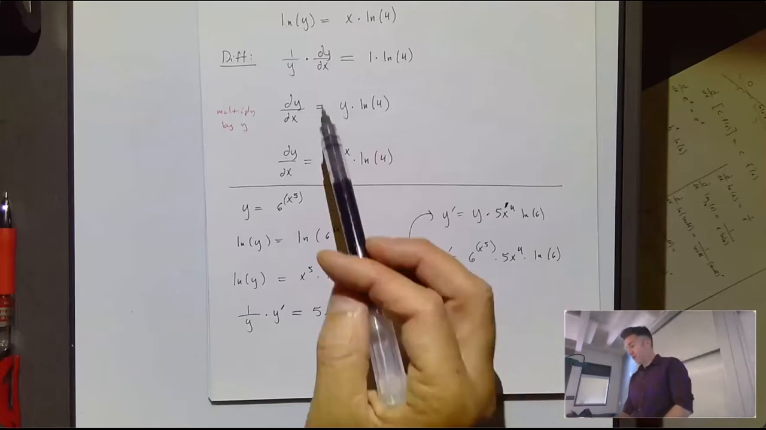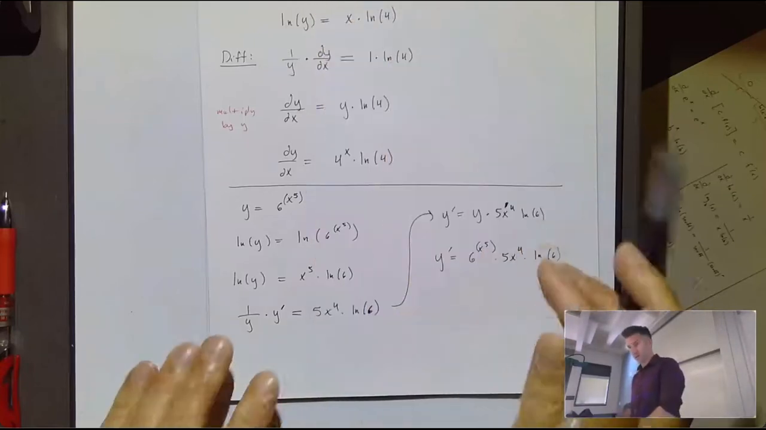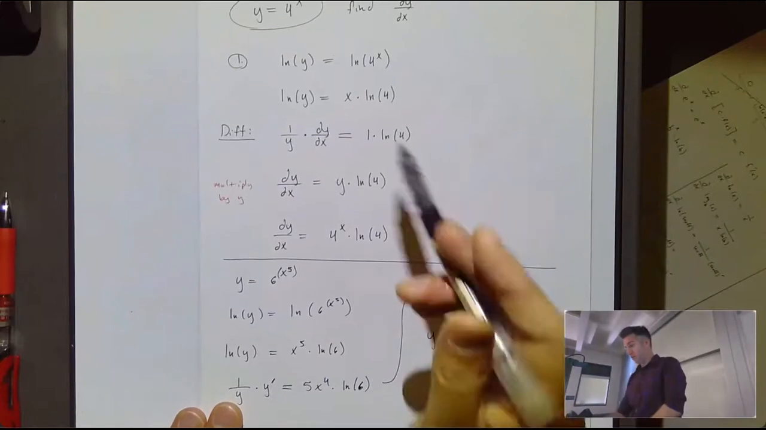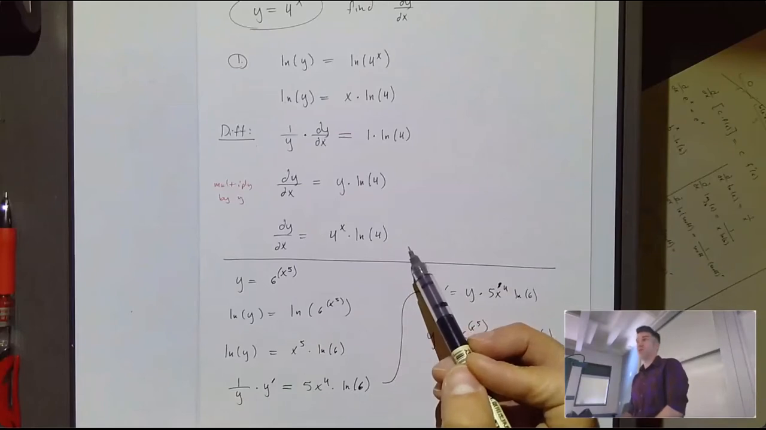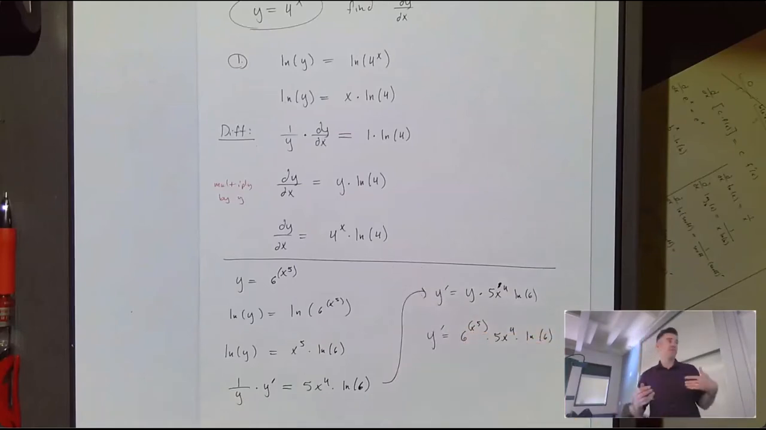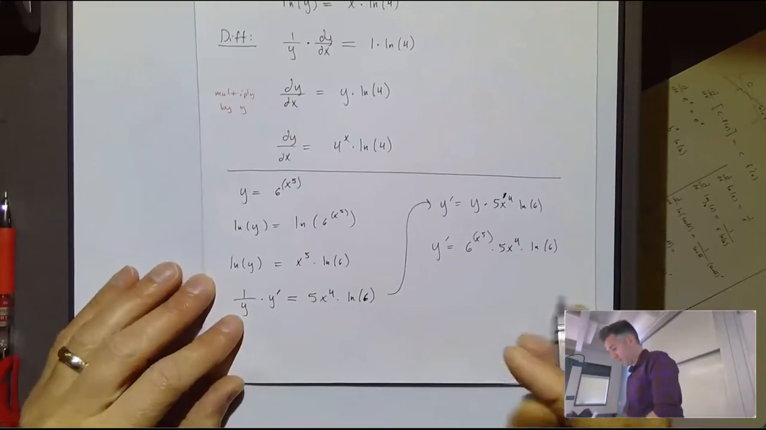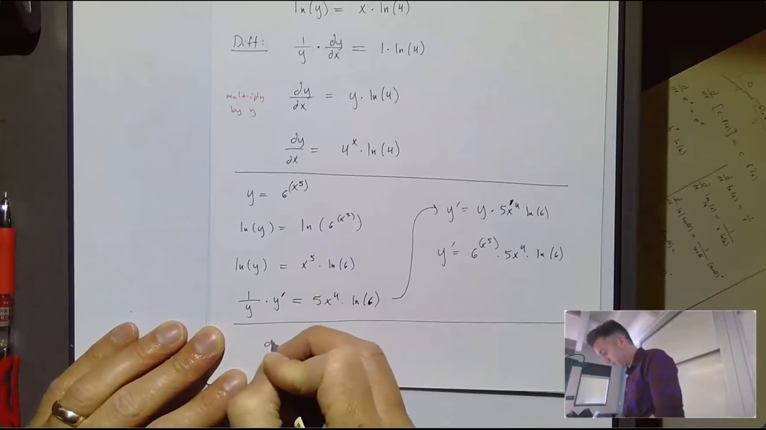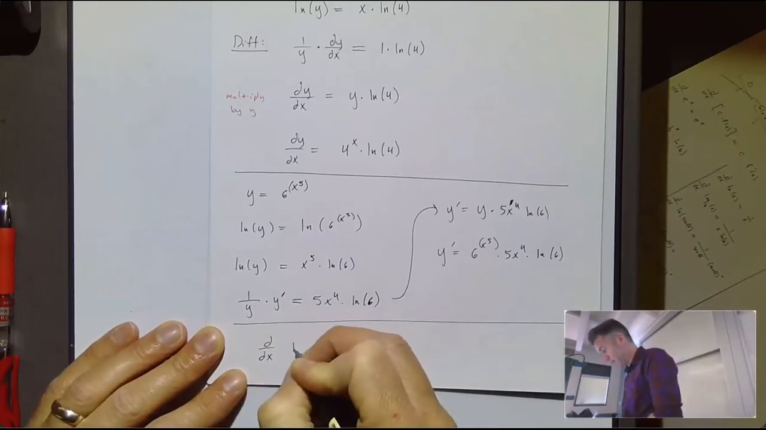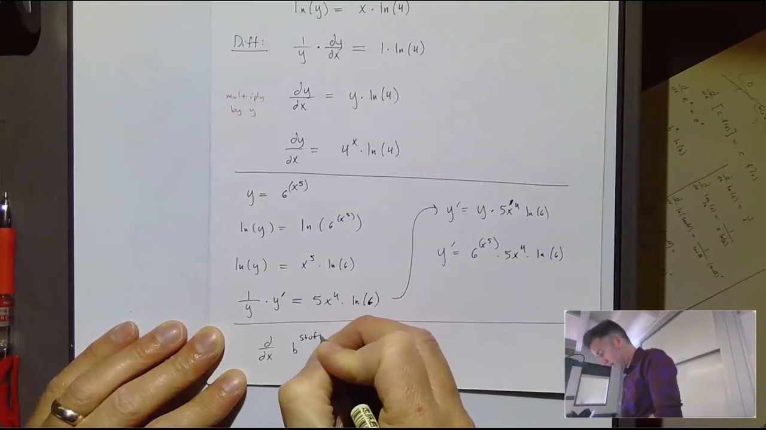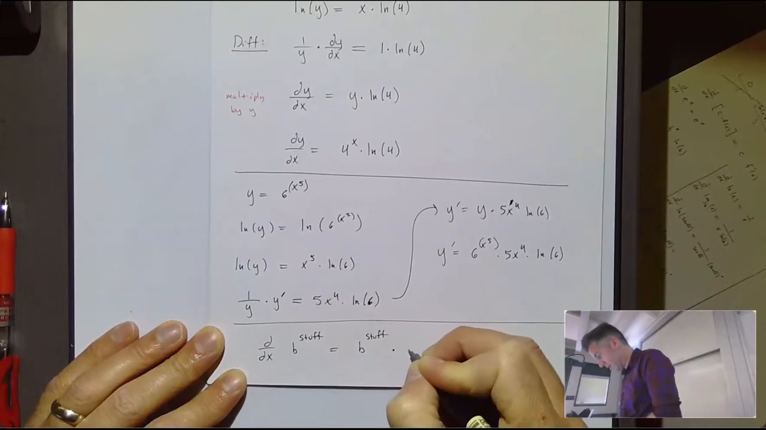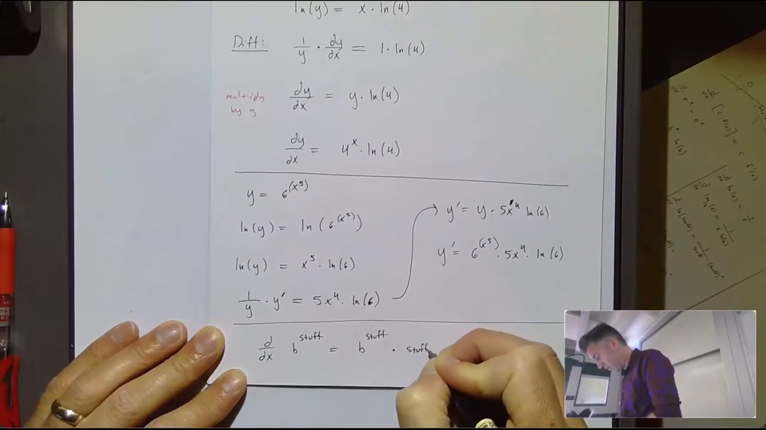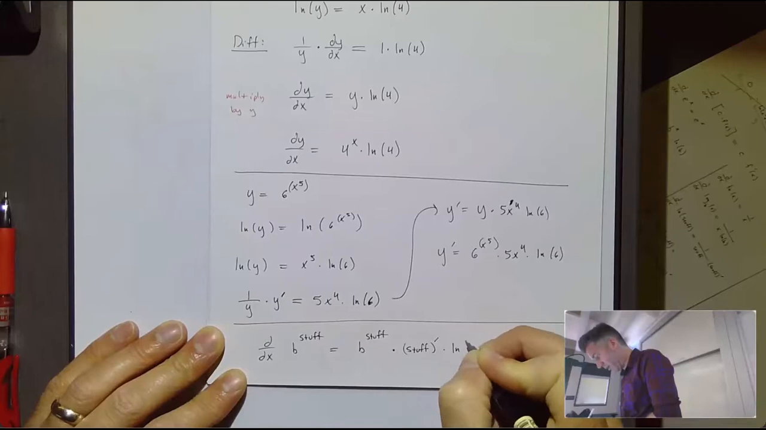The derivative of 4 to the stuff, sorry, you can't see that. The derivative of 4 to the stuff is 4 to the stuff times the natural log of 4 times the derivative of the stuff, but the derivative of x is just 1. So this definitely implies a rule. This implies that we can say that the derivative of some base to the stuff is that base to the stuff times the derivative of the stuff times the natural log of that base.